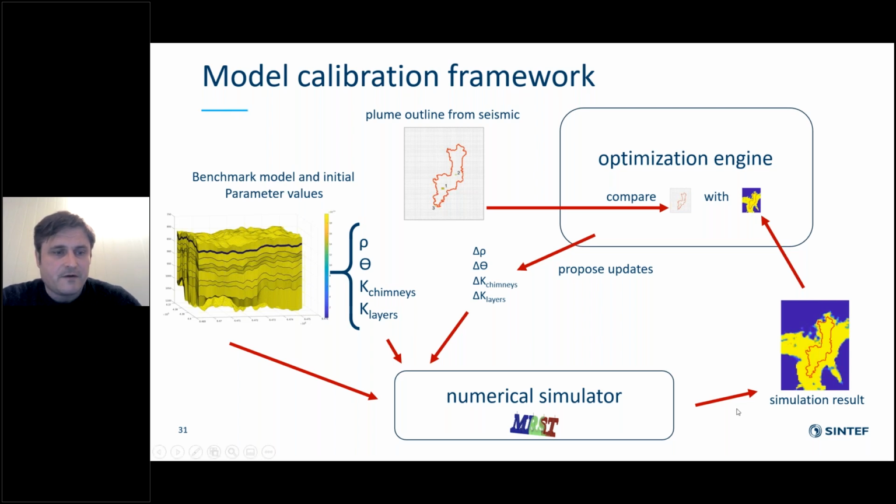One thing to note here is that we will need to run many simulations for this framework to work. And a full 3D simulation of the Smeaheia dataset on the standard computer that we use takes about 9 hours. Next slide, please.